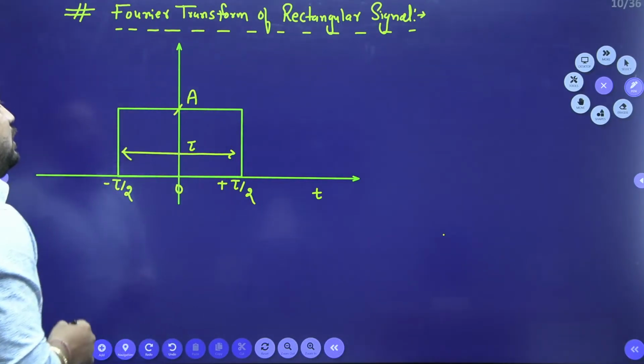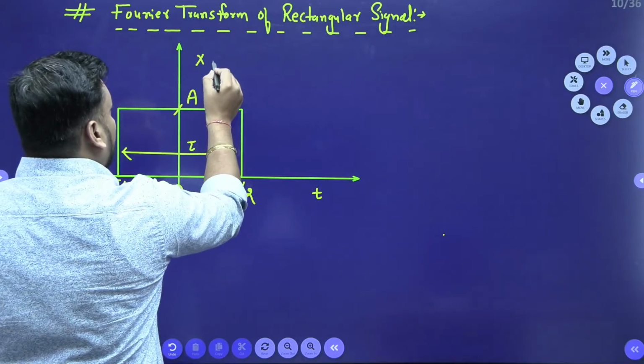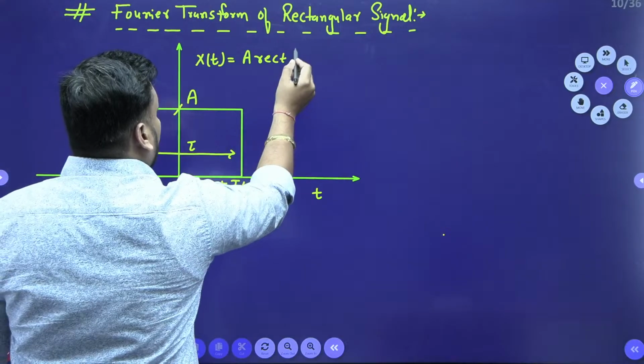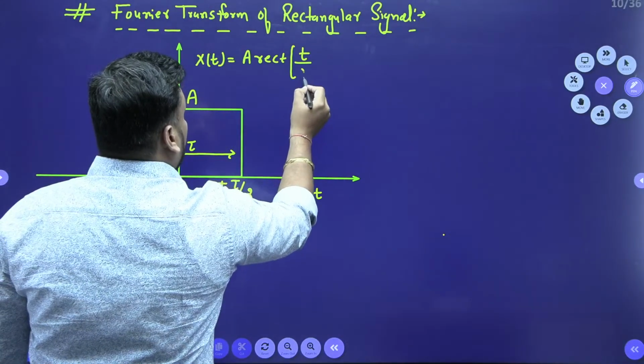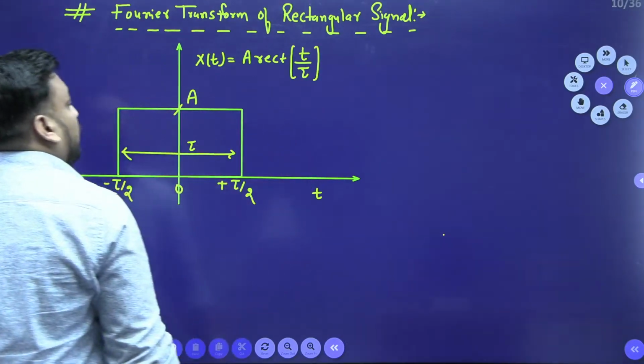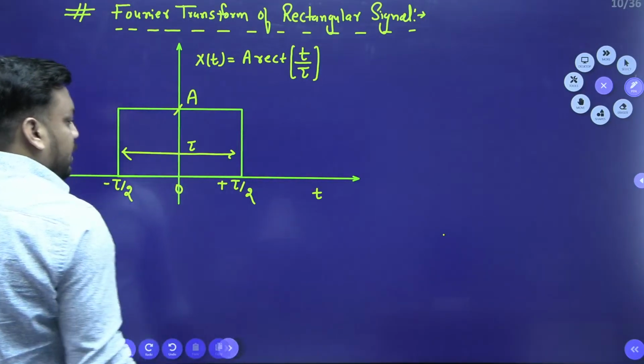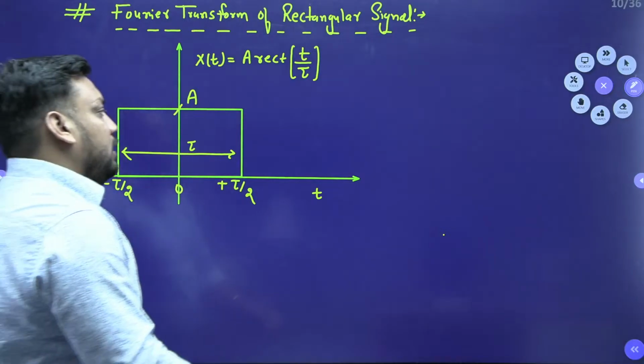So this is your standard rectangular pulse, and if I talk about the time domain signal, x(t) is equal to A into rect of t by tau. So this is our standard rectangular signal, guys, and we are looking for its Fourier transform.